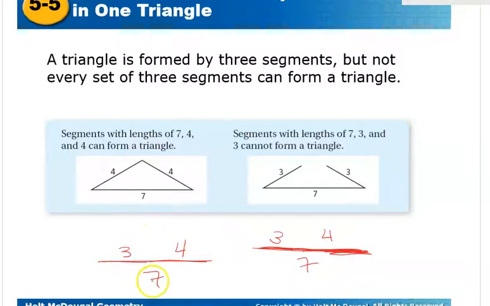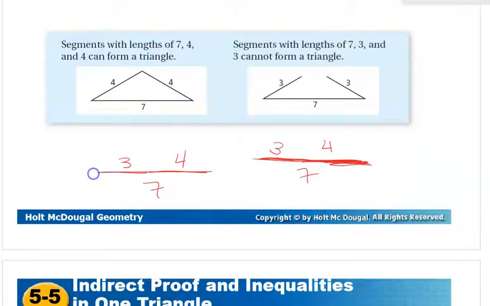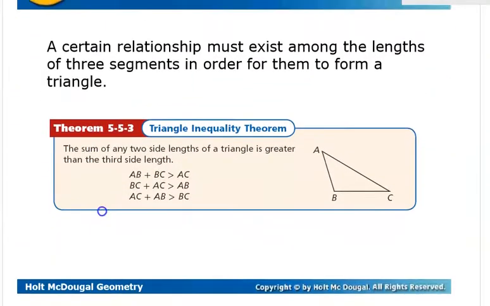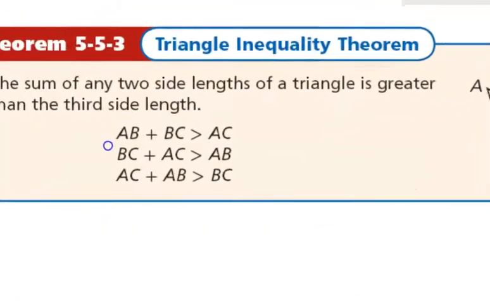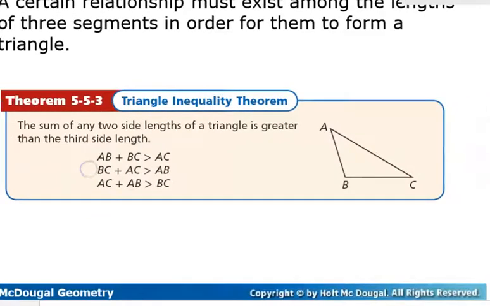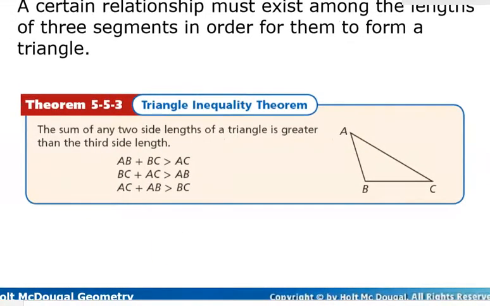So these 2 need to be bigger, not equal, need to be bigger than this last side. Otherwise, you don't have a triangle. You just have a line. So you either don't have something connecting or you just have a line. It needs to be bigger. And here is the traditional way of writing it. Okay, so they need to be bigger, not equal. They need to be bigger.